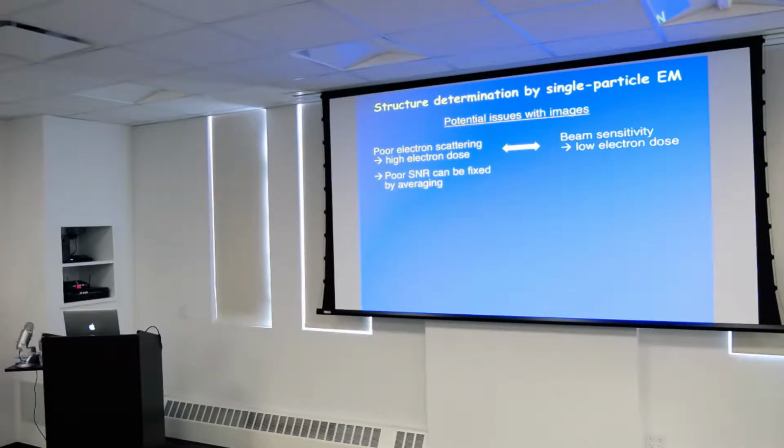Now the good thing is that poor electron scattering and poor signal-to-noise ratio you can improve simply by averaging the molecules. So you can fix this problem. But once you have beam damage, you cannot fix this anymore. So that's the problem, and this is the solution: you take few electrons, you get noisy images, you can then average them and boost the signal-to-noise ratio and the resolution.